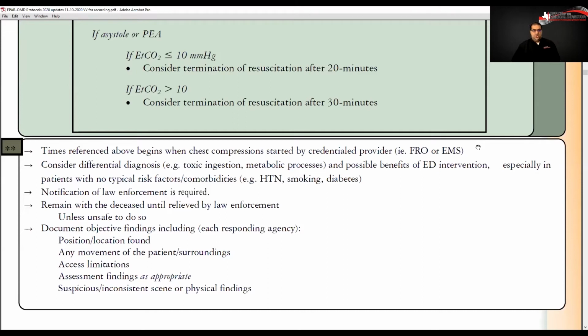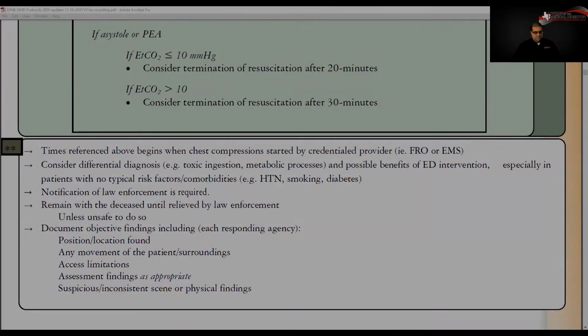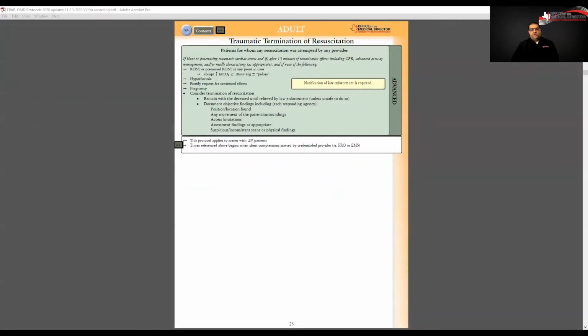That's really when it starts, because it's the CPR that's the most important. Bystander CPR does not really count in that time frame, mostly because it's hard for us to verify adequacy of CPR. So that's when the time clock starts, and you can go based on that. For traumatic termination of resuscitation, there's really not any changes except for what we spoke about with non-traumatic termination, that the time really starts when a credentialed provider arrives on scene and starts the resuscitation.